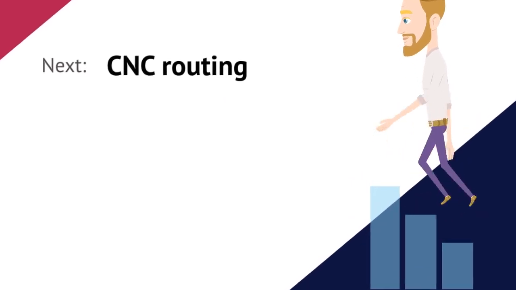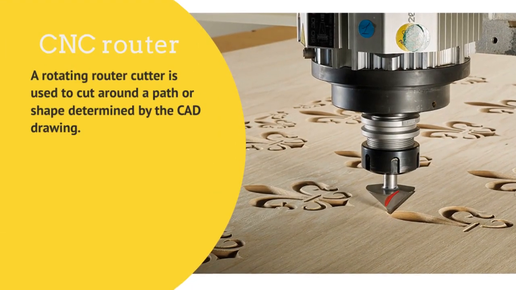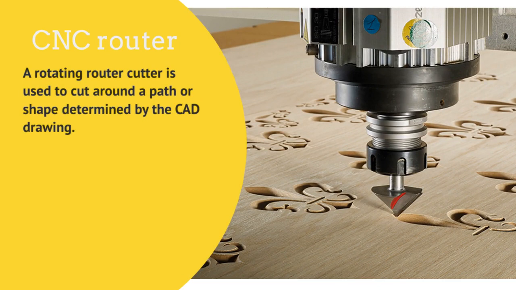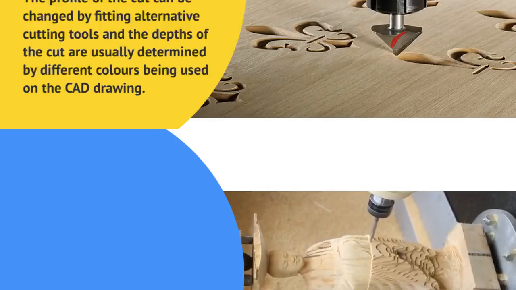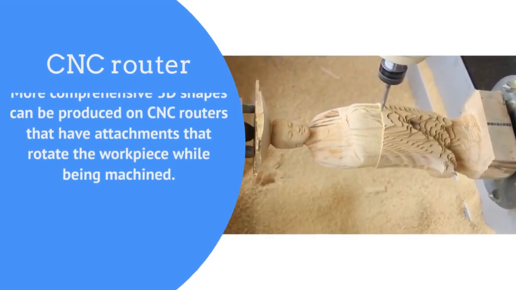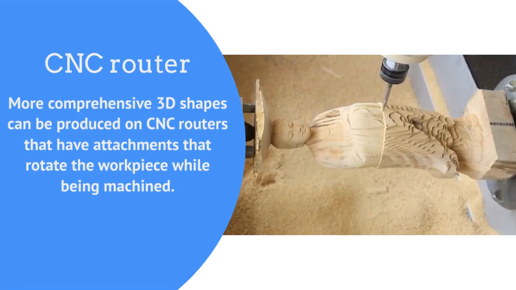Next, CNC routing. A rotating router cutter is used to cut around a path or shape determined by the CAD drawing. The profile of the cut can be changed by fitting alternative cutting tools, and the depth of the cut are usually determined by different colours being used on the CAD drawing. More comprehensive 3D shapes can be produced on CNC routers that have attachments that rotate the workpiece whilst being machined.